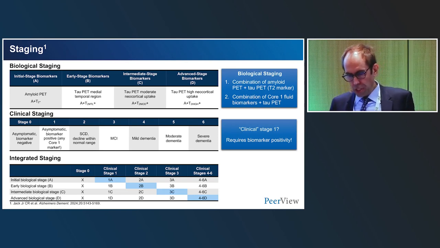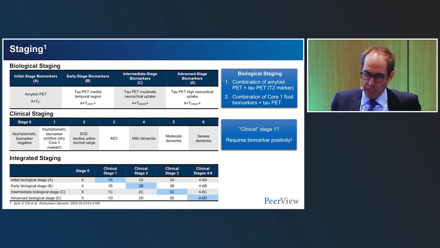There would also be clinical staging, starting with 0, asymptomatic biomarker negative, 1 asymptomatic biomarker positive, and then 2 to 6 different stages of severity. And this is, again, important to have a look at because the third line is integrated staging, which combines the biological and the clinical staging. However, if you have a close look at the clinical staging, this already is combining because at stage 1, here called clinical, you would need a biomarker positivity and asymptomatic stage. So it's not purely clinical. Already the clinical staging has biomarker integrated, which is making it a little bit confusing maybe.